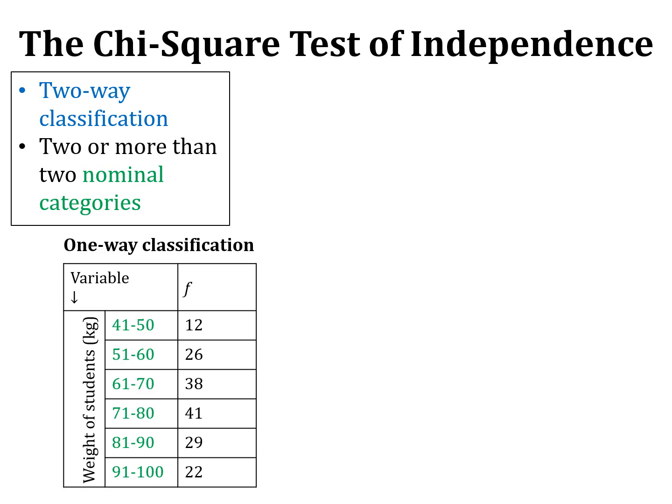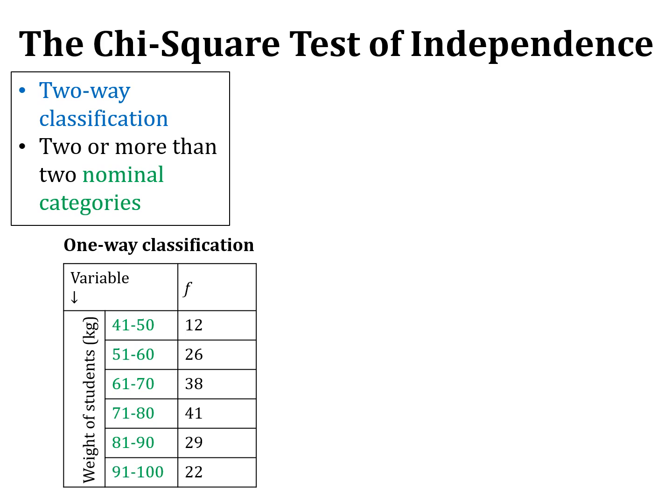Now let's take another example to understand the concept of the two-way classification and a contingency table. So this is a one-way classification in which the weight of students is measured, and there are 6 classes of the range of the weight of students. And then there are frequencies: the number of students having a weight between 41 and 50 kilograms, and then 26 is the number of students having weight between 51 and 60 kilograms, and so on.